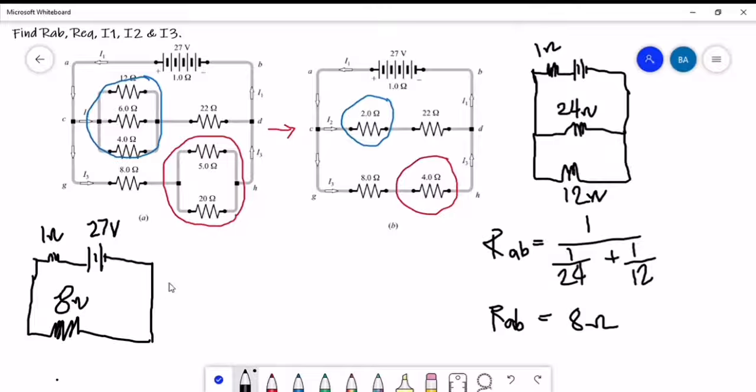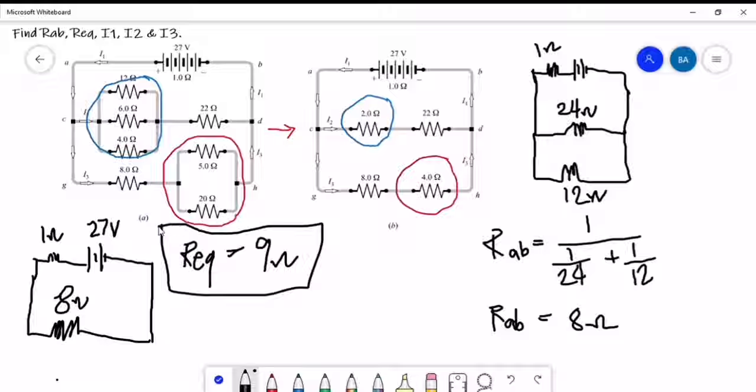So if we are going to add this one, our total R equivalent will be equal to, since they are connected in series, 9 ohms. 1 plus 8 is 9 ohms. So this is our REQ, and our RAB is 8 ohms. So the combined resistances for this one, now next is to solve for I1, I2, and I3.